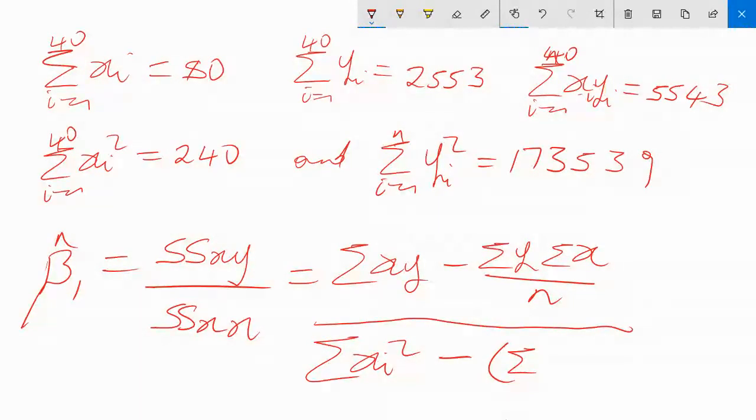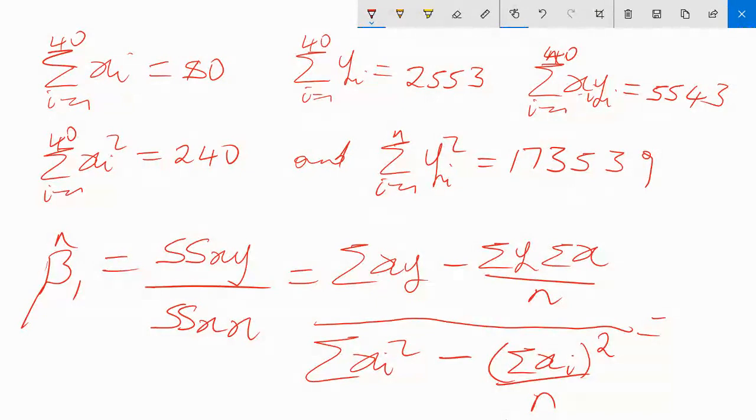Please substitute the values here and give me the answer of beta 1. Substitute the values. Summation of xy is given, it's here, it's 5543 minus, you substitute here as well, and you give me the value of beta 1. Please press your calculator and help us with the values so that at least you have done something today. Please give us the value there. You just substitute, the values are given there.